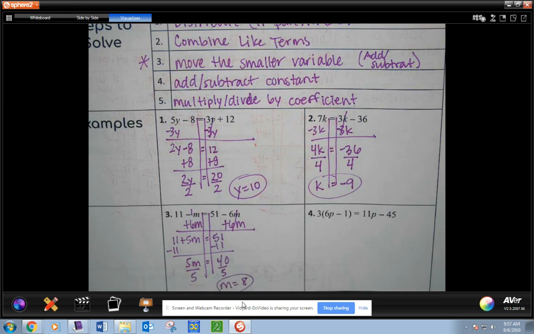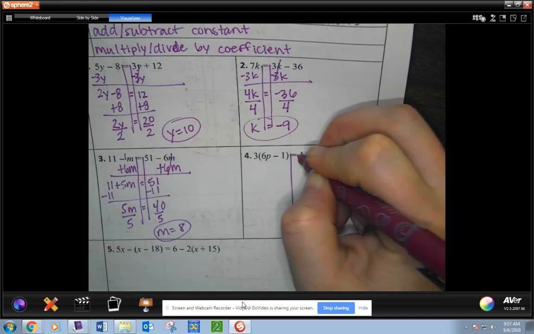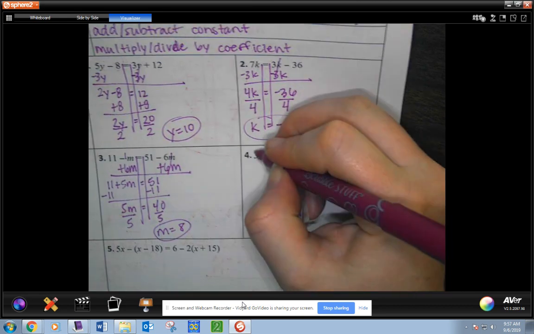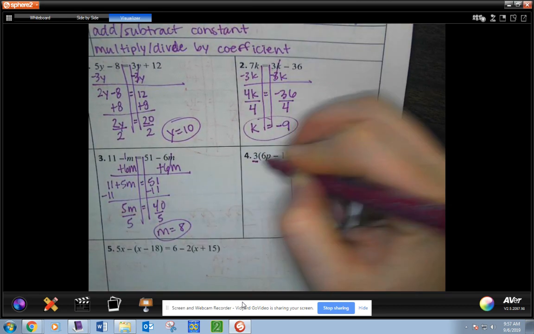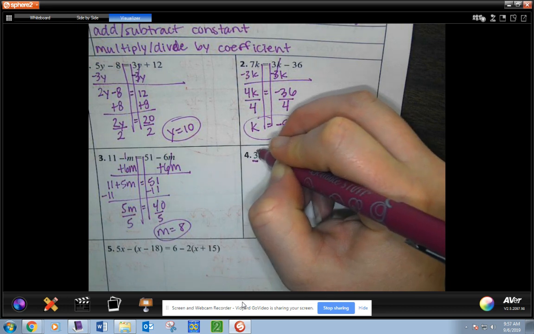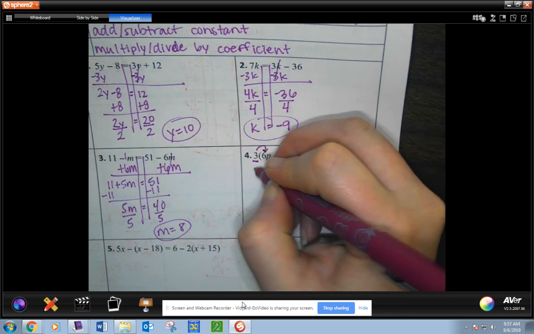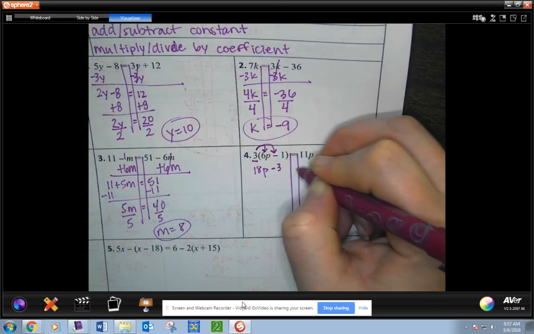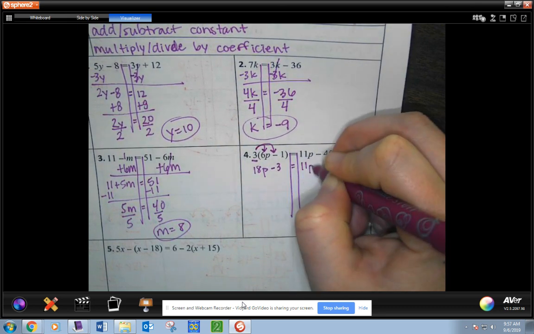Okay. For example 4, I'm going to show you the check on 4 once we get our answer. Step 1 says to distribute. First, I have parentheses, so I take the number directly touching that first parenthesis. So 3 times 6p is 18p, and 3 times negative 1 is a negative 3. I bring down equals 11p minus 45.